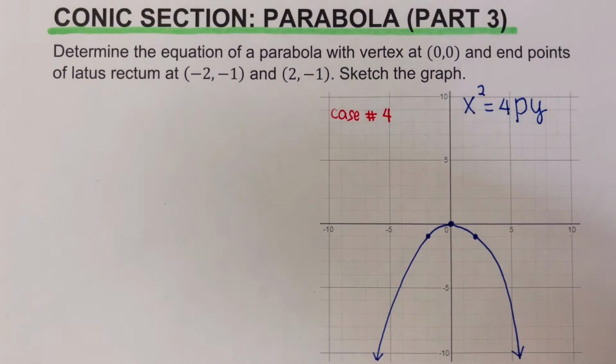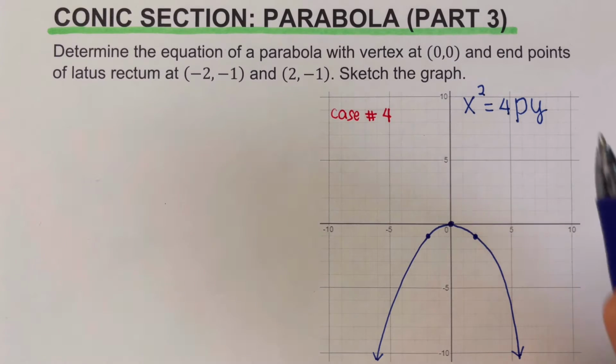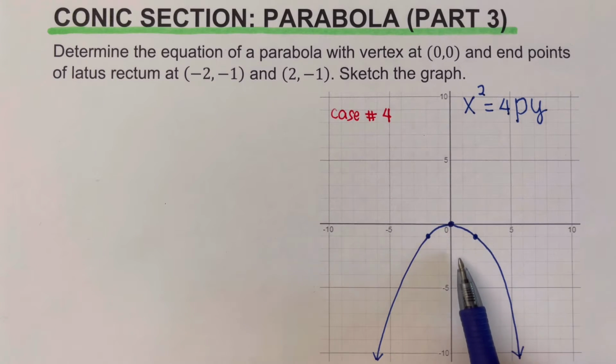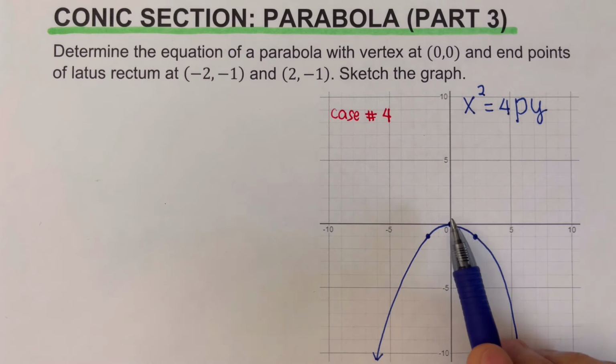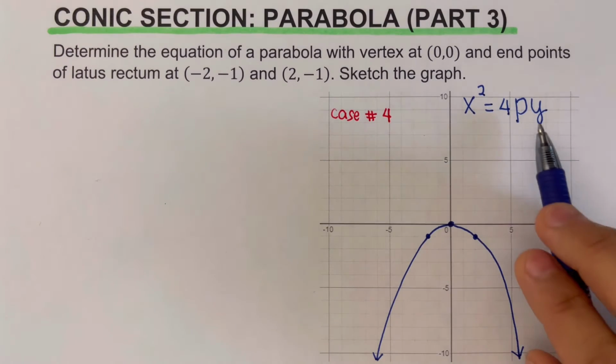But the thing here is we don't know what the p is. Remember, the p is the distance from the vertex to the focus, wherever the focus is, or the distance from the vertex to the directrix, which is across from the focus. So we need to determine what the p is.